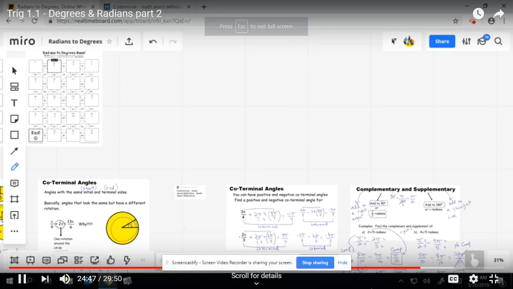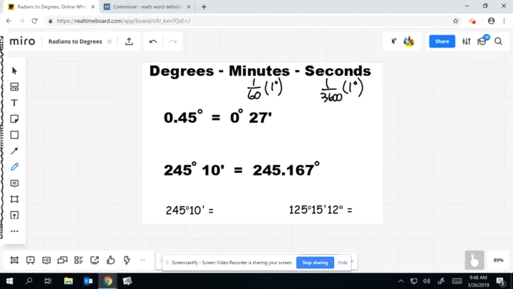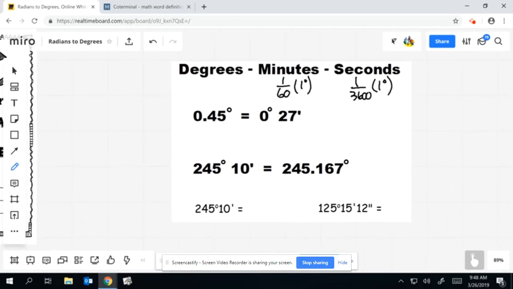There's one last thing that I had up here that I didn't want to forget to show you. Degrees, minutes, seconds. Degrees are already small. Think of 1 degree on a circle. How small is 1 degree? Really small. Do you know that you can take that one little degree and break it up into 60 pieces? They'd be called minutes. Yeah, I know minutes are time, but minutes are also degrees. If you take 1 degree, break it up into 60 little pieces, those are each a minute.